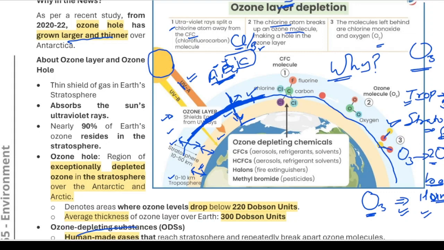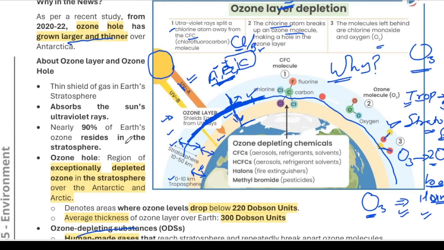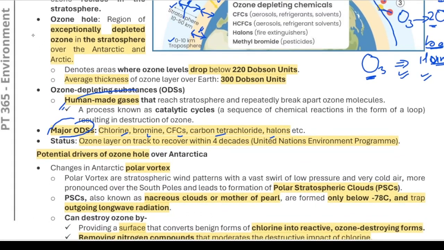Okay, so we have understood the concept of the ozone layer and the ozone hole also, and now we move to the news that was very important, that this ozone hole is getting larger and thinner. So what is the ozone hole? I have already explained that to you, and what remains is the drop below 220 Dobson units. Okay, the ozone layer's thickness is measured in Dobson units. You have to remember it.